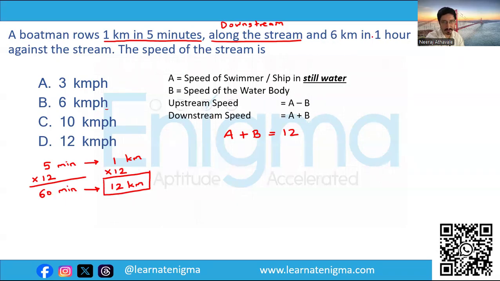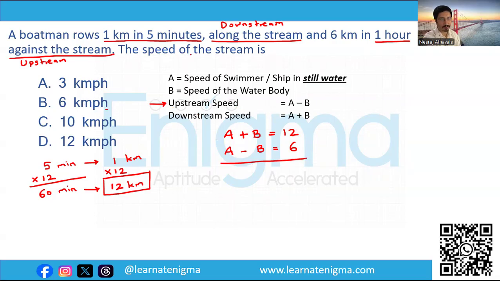Now it's given here 6 kilometers in 1 hour. So it's given 1 hour, so directly it is the speed against the stream. Against the stream, that means it is upstream speed. So upstream speed, that is A minus B. So we have the equation A minus B is equal to 6. So these are the two equations we get from the data.